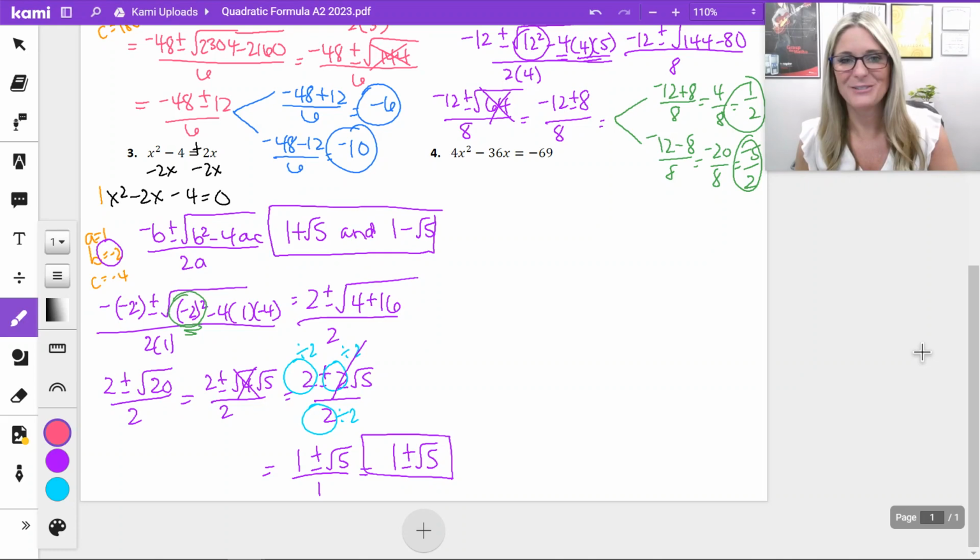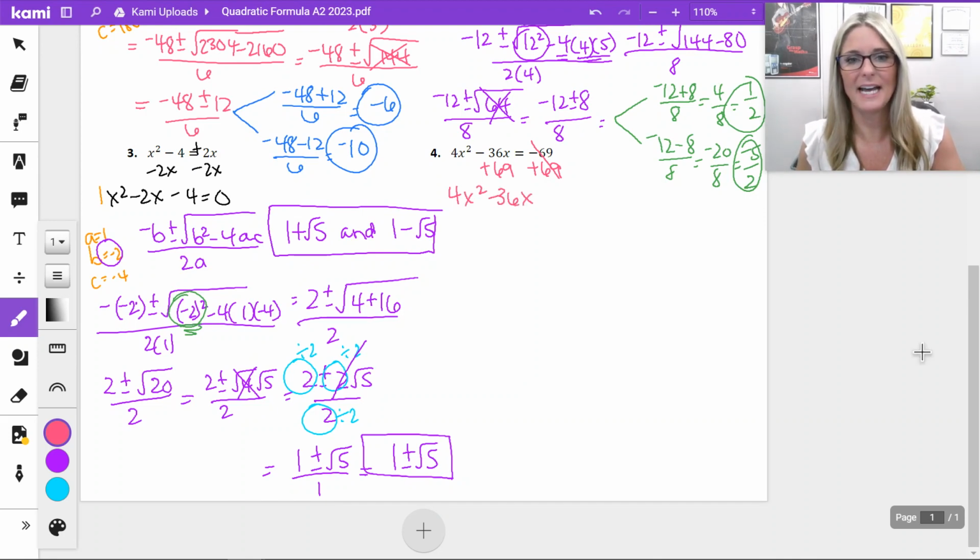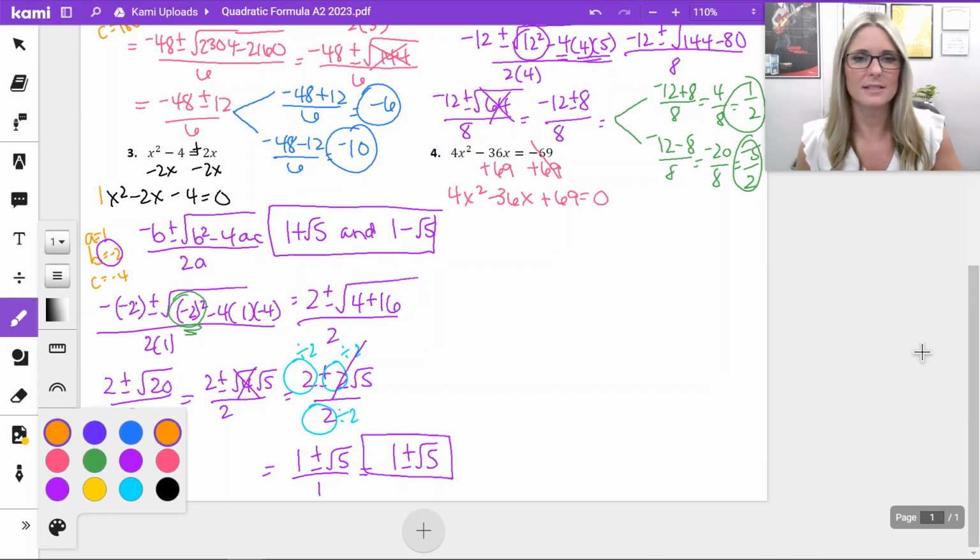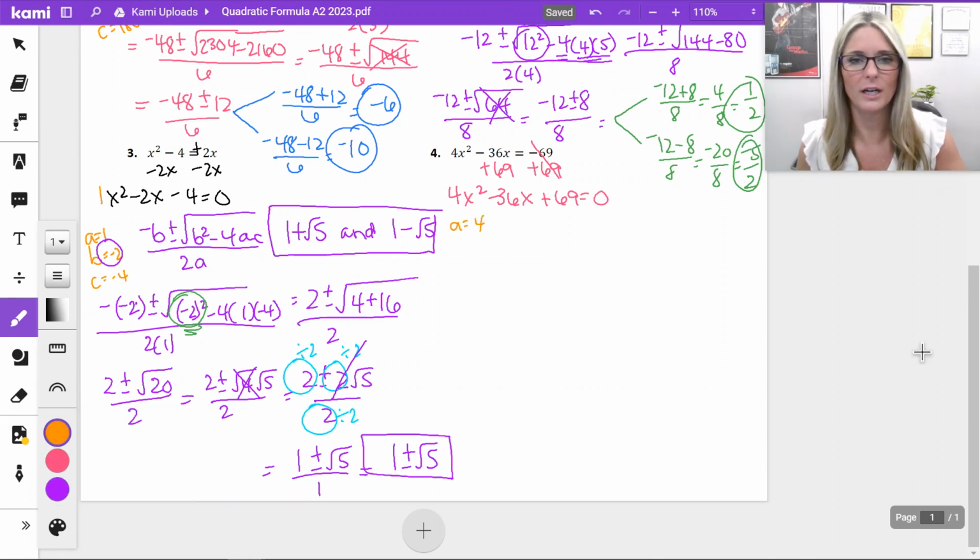Let's do one last one. Number 4, 4x squared minus 36x equals negative 69. I'm going to add that 69 to the other side to give us a new rewritten quadratic. 4x squared minus 36x plus the 69 equals 0. That means my a value is 4, my b is negative 36, and c is 69.